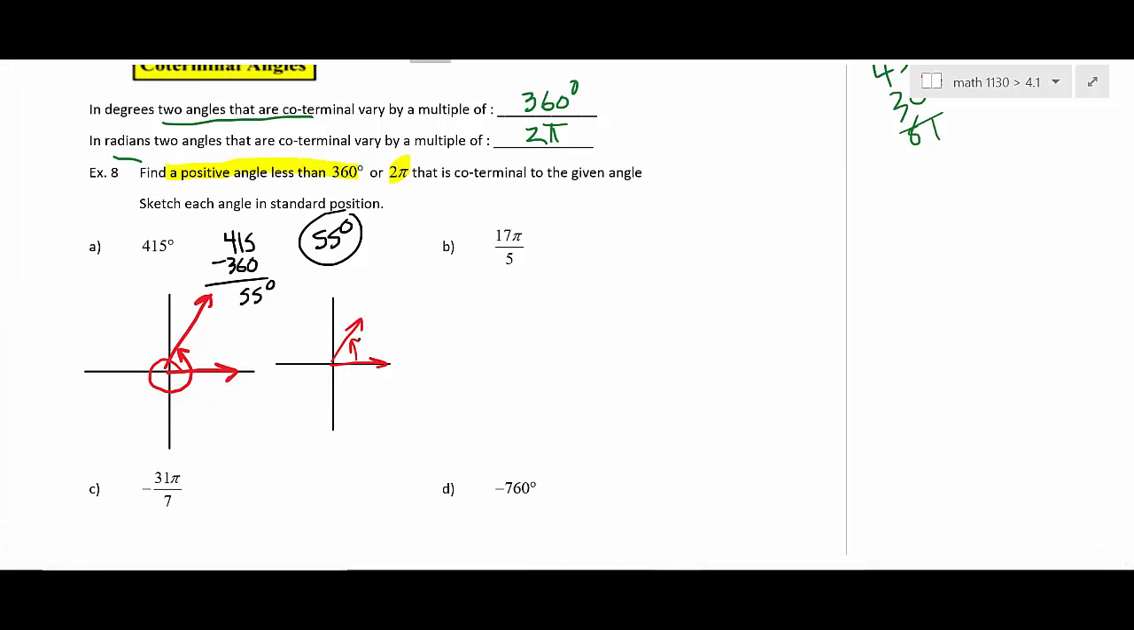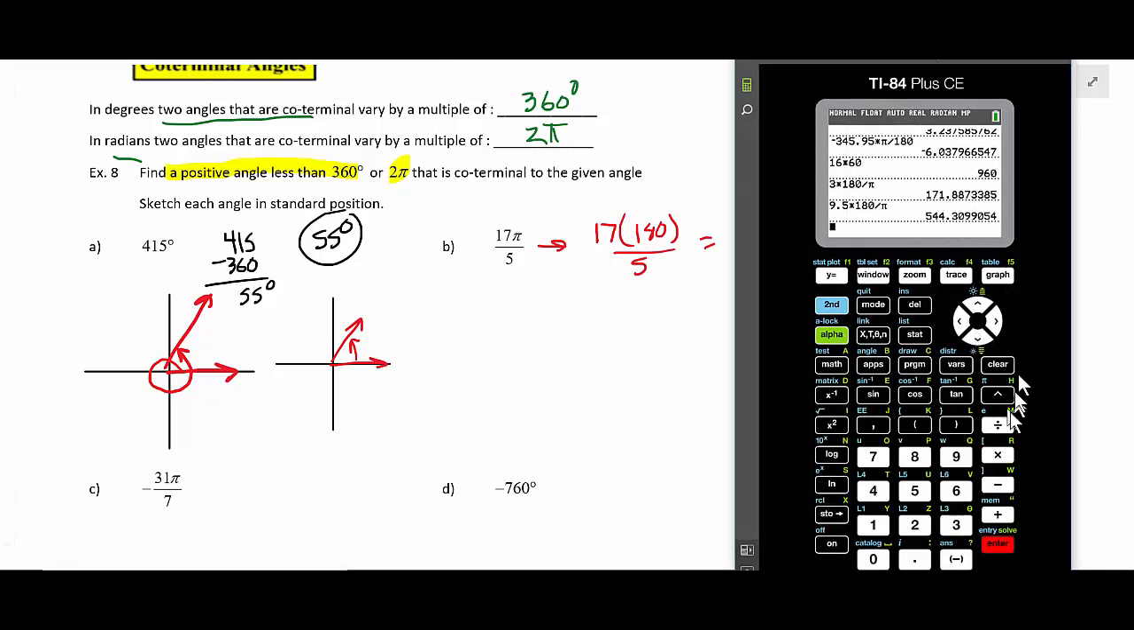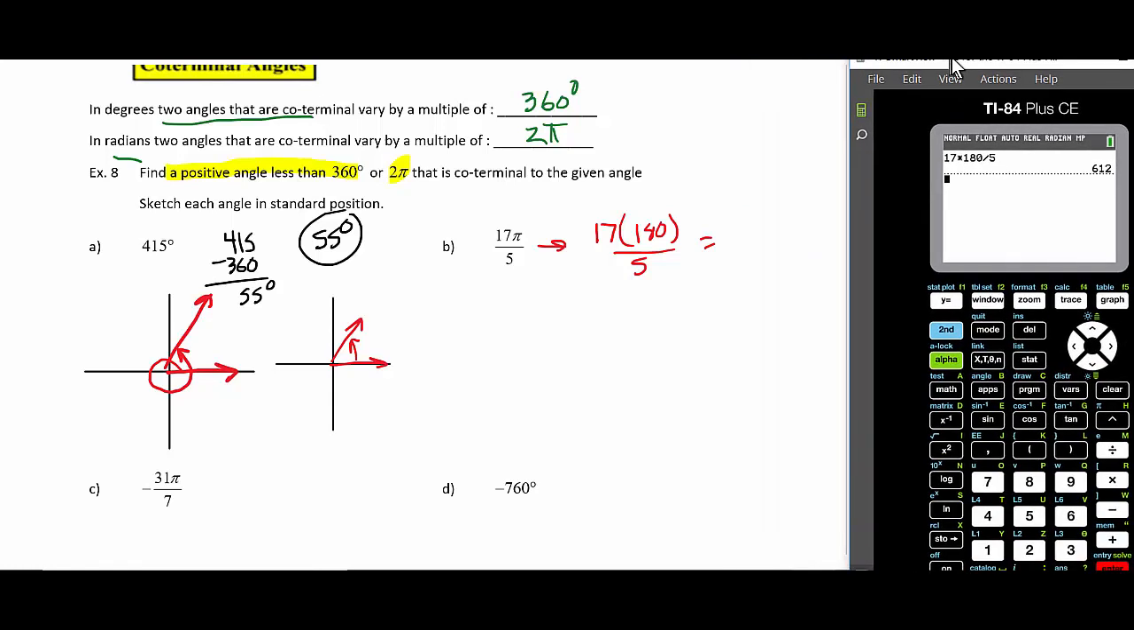Okay, that's the idea. Now if you were doing something like this, if you want to graph 17 pi over 5, to me it makes a lot of sense to change it to degrees, because then you'll understand better where you are. So what I'm going to do on this is pi is 180 degrees. I'm just going to take my calculator and get what the degree measure is, for the purpose of my graphing mostly. So I have 17 times 180, and then divide by 5. So that's going to give you 612 degrees. So that's what that converts to.